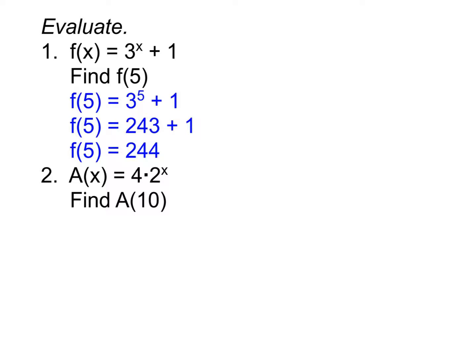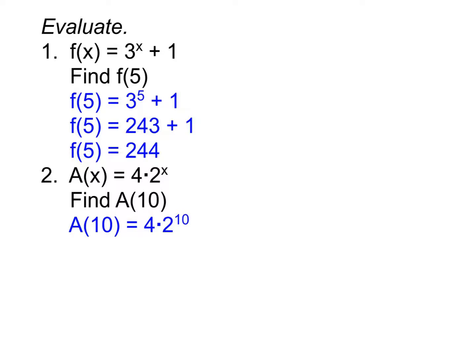All right, so in order to figure out what this equals, notice we have a of 10. The 10's in the parentheses, therefore we're going to plug it in for x, which was in the parentheses. So a of 10 equals 4 times 2 to the 10th. Now we have multiplication, we have exponents. Which comes first, multiplication or exponent? Exponent. Absolutely.